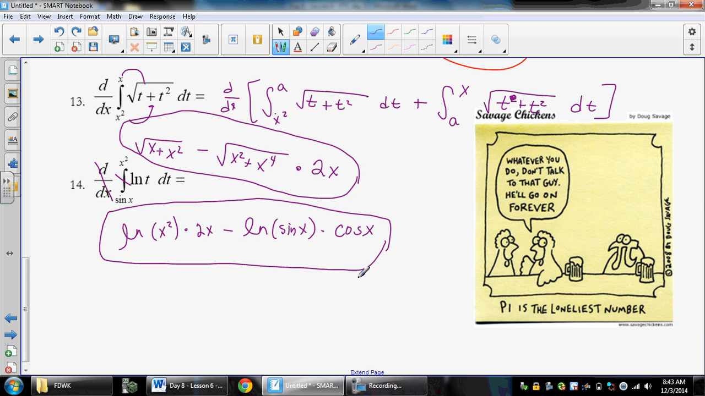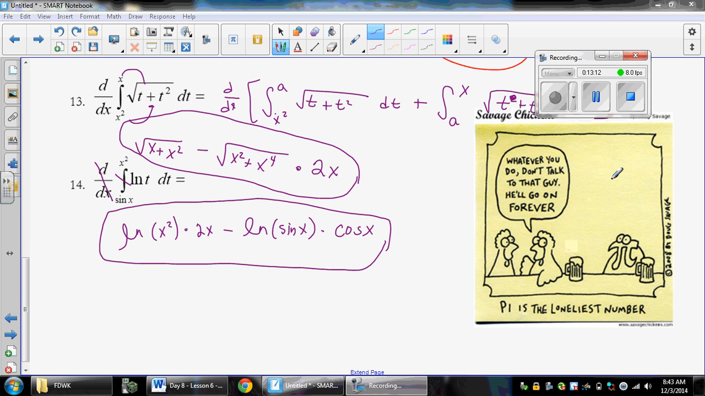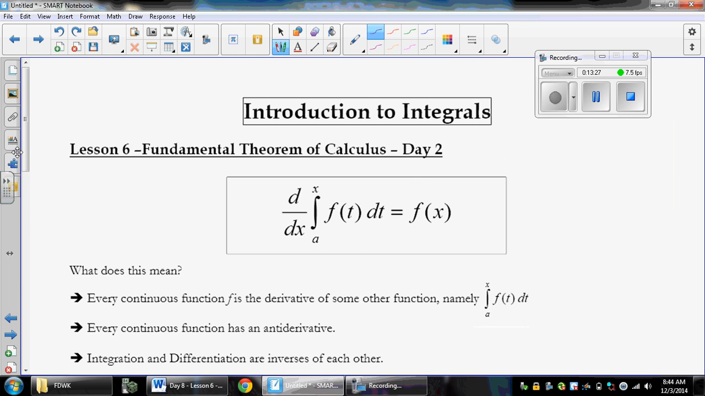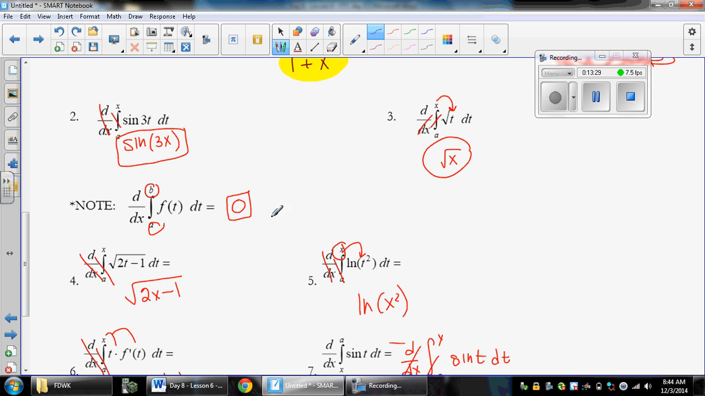All done. Long story short, derivatives and integrals are inverses of each other. So when you take the derivative of an integral, if x is in the boundary, you just plop in the x. If it's something other than x, you plop it in and multiply by its derivative. And if there's no x in the boundary, like this one, you get 0. I am done. There's the Fundamental Theorem of Calculus Part 2, and that's it.